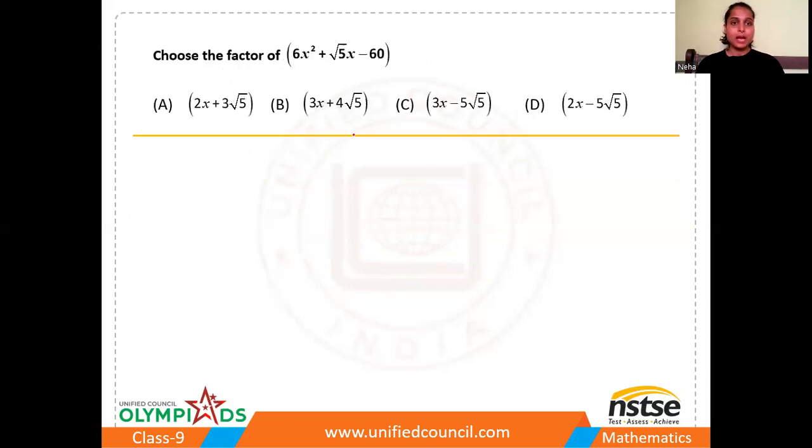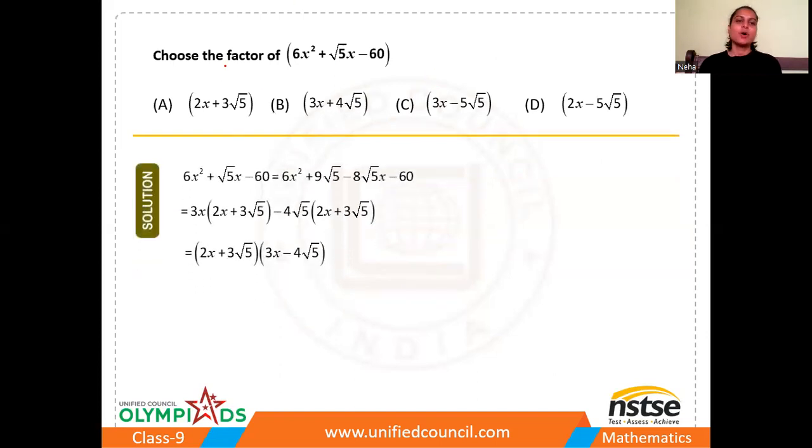Now let's move to the next question. So here is the next question, my dear students. Choose the factor of 6x square plus root 5x minus 60. So this question is nothing but only and only about the middle term splitting method. With the help of the middle term splitting method, I can easily do the factorization of this given expression.